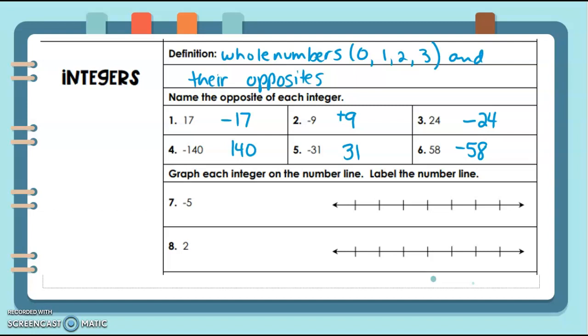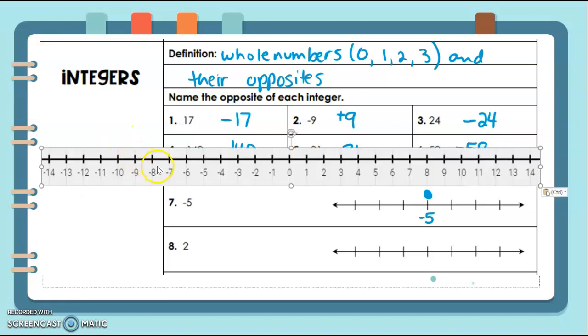Okay, whenever I ask you to graph an integer on the number line, here's what I want you to do. Just draw a little dot. We're going to graph negative 5, so you can draw the dot above or on the number line. I'm going to write negative 5 right here. And then we're just going to label the rest of the number line.